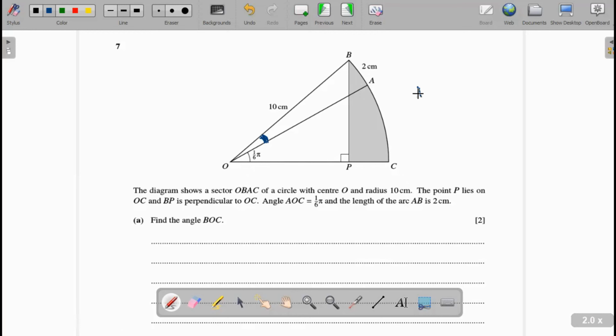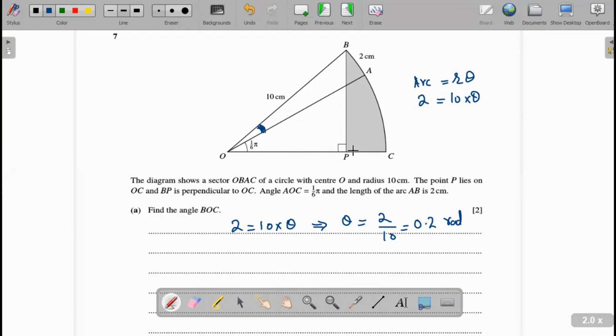Using the arc length formula, the arc length of a sector is equal to r theta. Here the arc length is 2 and the radius is 10, so we can find theta. Putting in the values, 2 equals 10 times theta, so theta will be equal to 2 over 10, which is 0.2 radian.